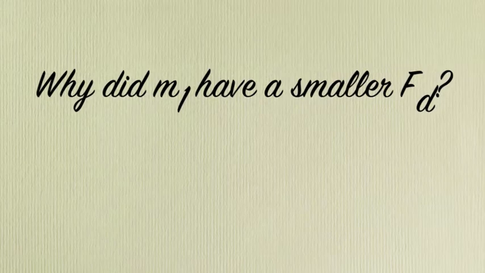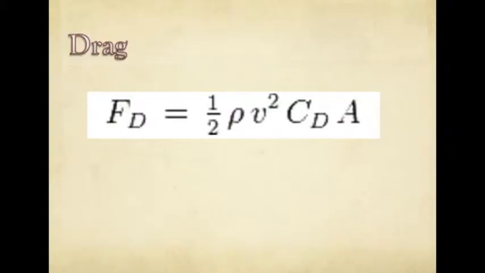But why did the paper ball have a smaller drag? Look at the formula for drag. F d is 1/2 rho v squared c sub d times A. Rho is the mass density of the fluid, v is the speed of the object, c sub d is the drag coefficient, and A is the reference area. It actually has nothing to do with the mass of the object. Instead, it has a lot to do with the speed and shape of the object. So even though the paper ball and the flat sheet have the same mass, their different shapes will give them different amounts of drag.